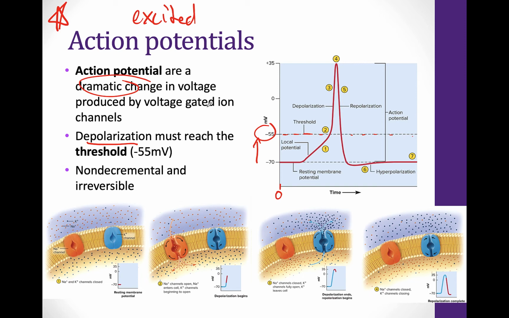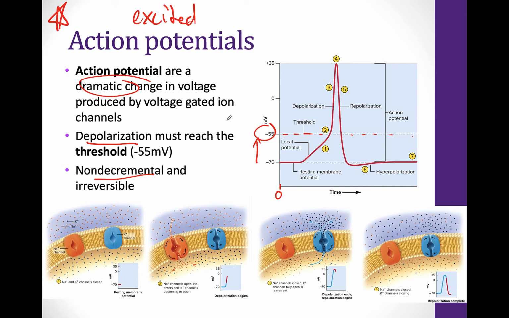An action potential is non-decremental. It is all or none. You either hit that threshold and you have the full action potential, or you don't hit the threshold and nothing happens. And it is irreversible. As soon as you hit the threshold, the whole thing is going to go. You can't stop an action potential partway through. It doesn't work like that.